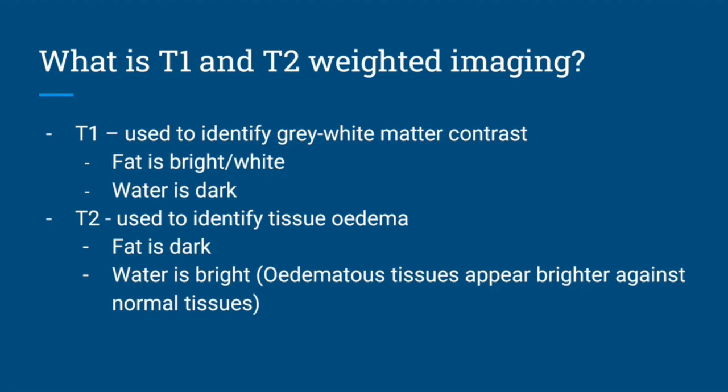Yeah, they're basically T1 and T2 are different time constants for that relaxation as previously described, and they measure slightly different things. Functionally, T1 identifies gray-white matter contrast because different tissues have different T1 times, and T2, as Cav appropriately says, is water is bright and it can identify edematous tissue. Yeah.